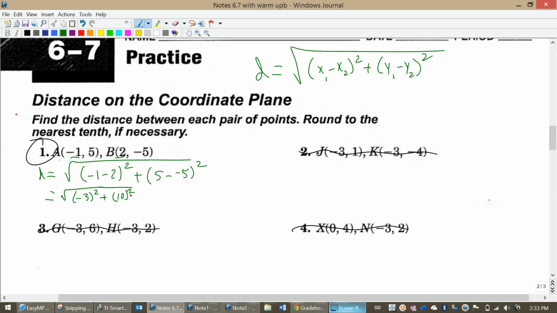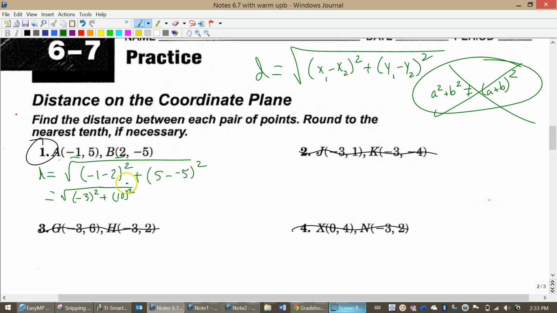Some folks like to put the square root on both of those things. You learned in algebra, this is a side note, that this is not equal to this. Hopefully you remember this. These aren't equal. Don't do that. That's bad. Anyway, so 3 squared is 9. 10 squared is 100. This is square root 109.